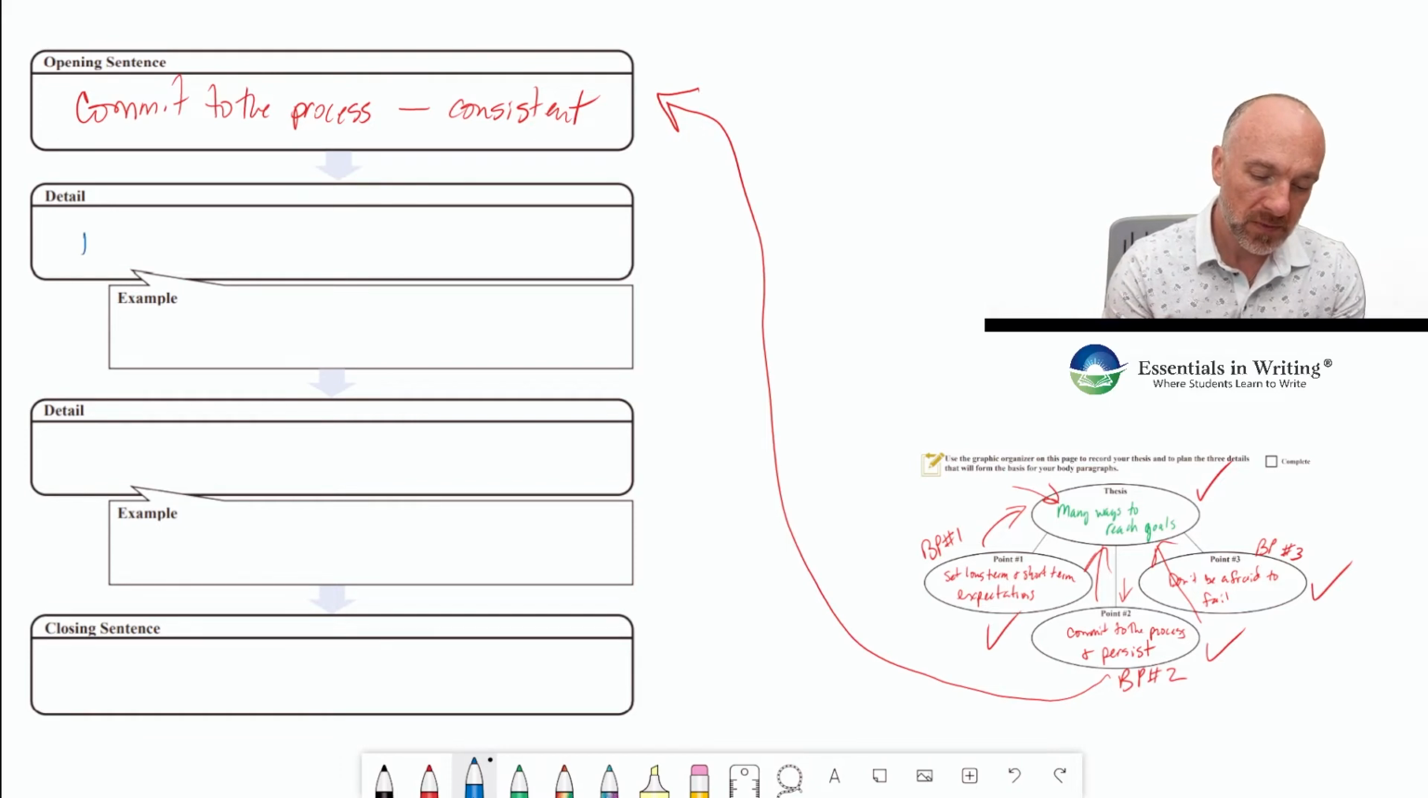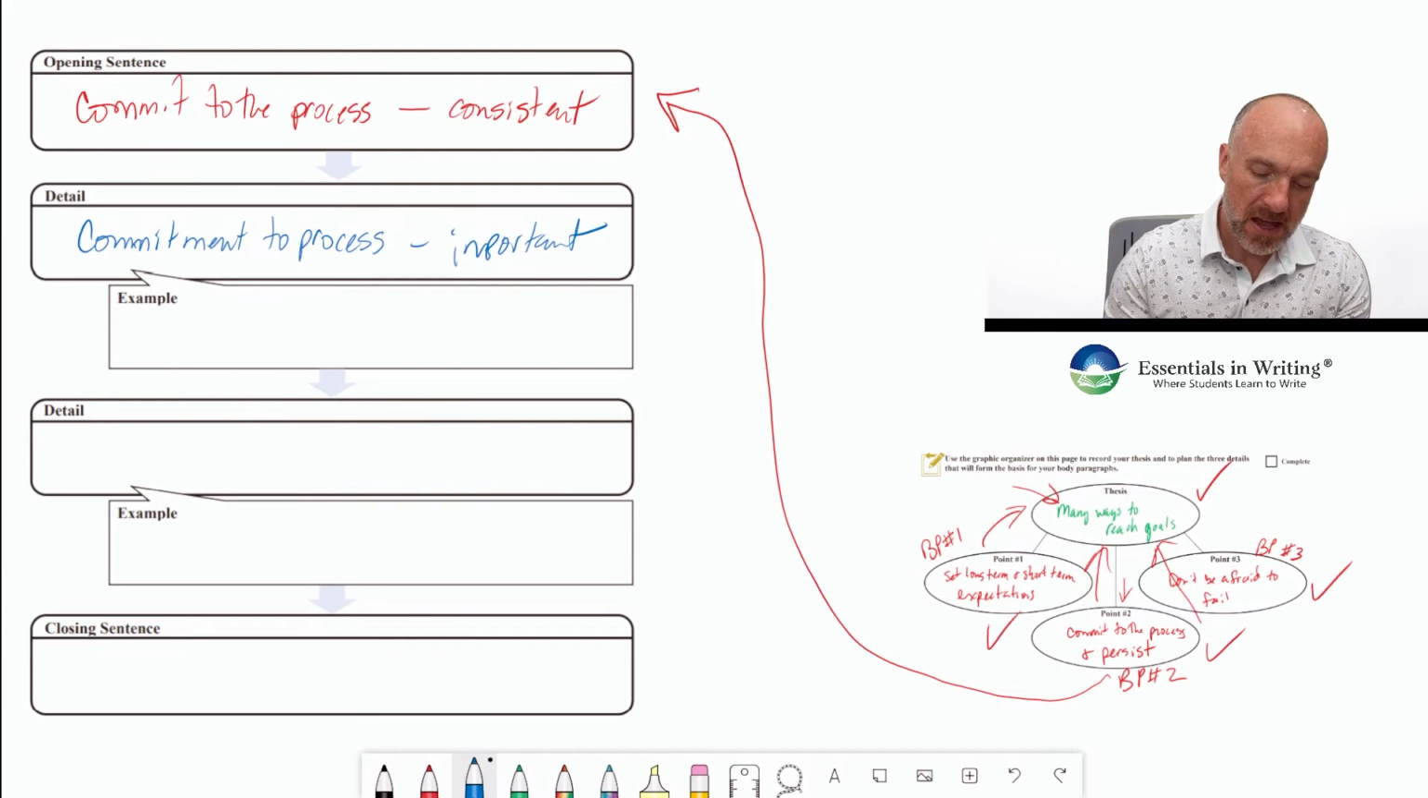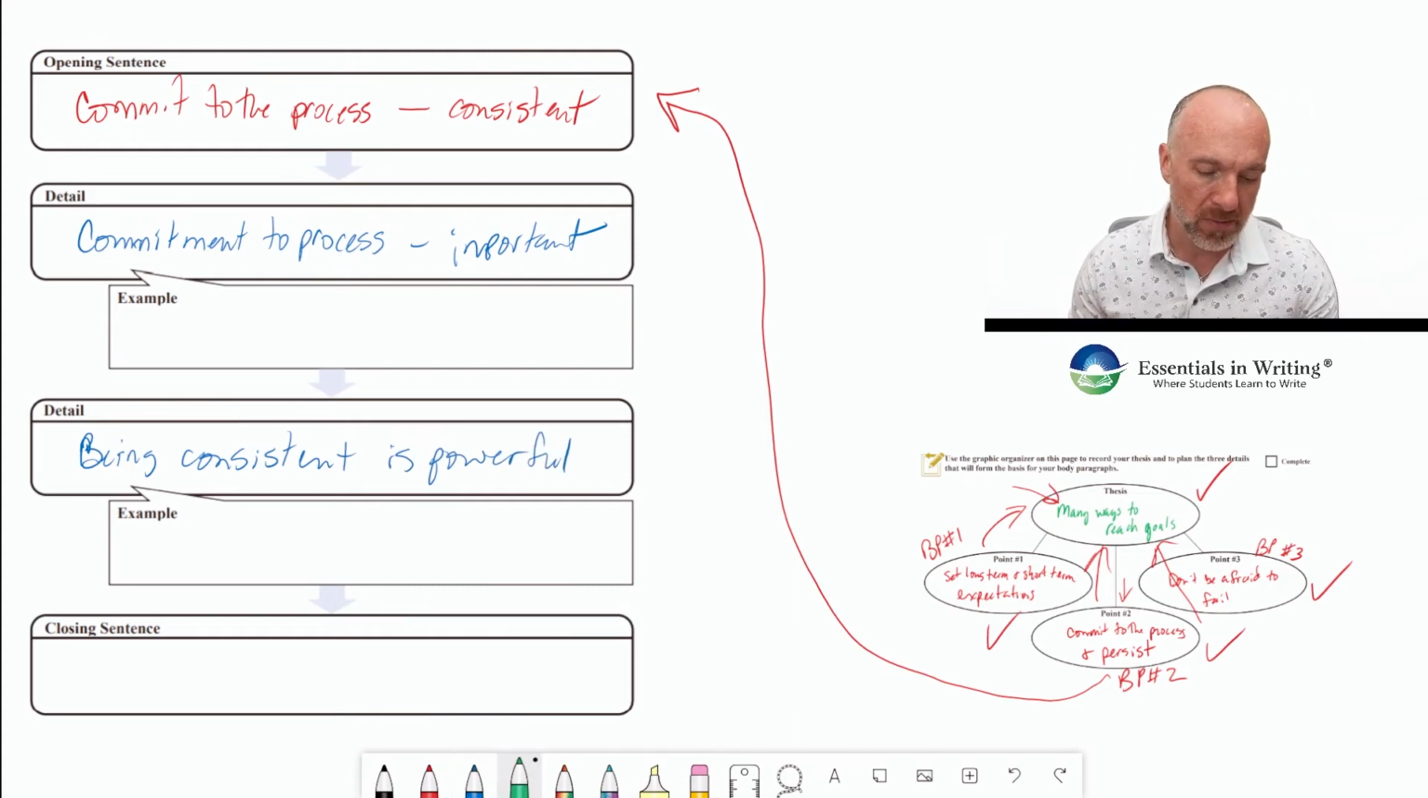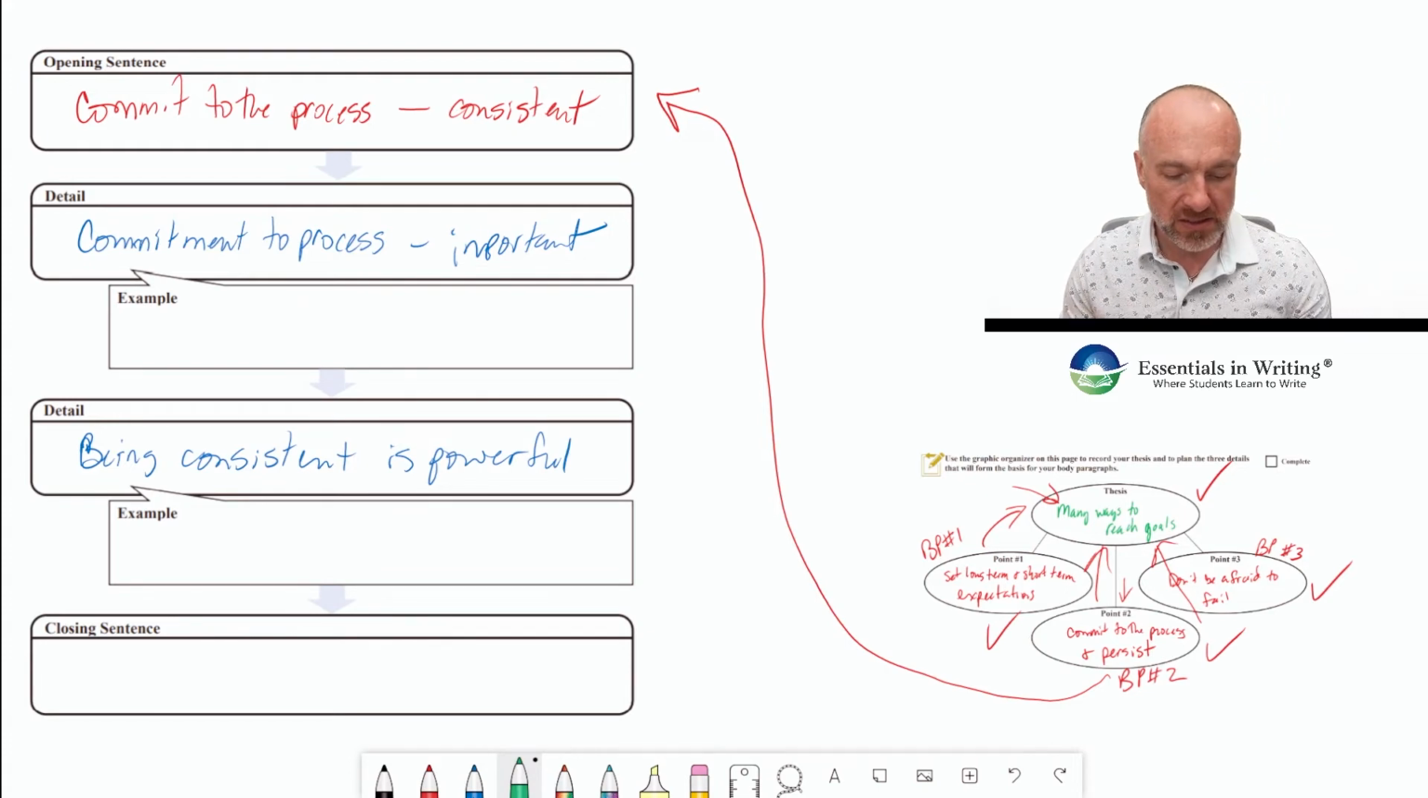I'm just going to do the process. Commitment to the process, important. And then being consistent is powerful. All right, so those are my details. Now I just need to provide examples. Commit to the process and be consistent. So commit to the process. Committing to the process is important.